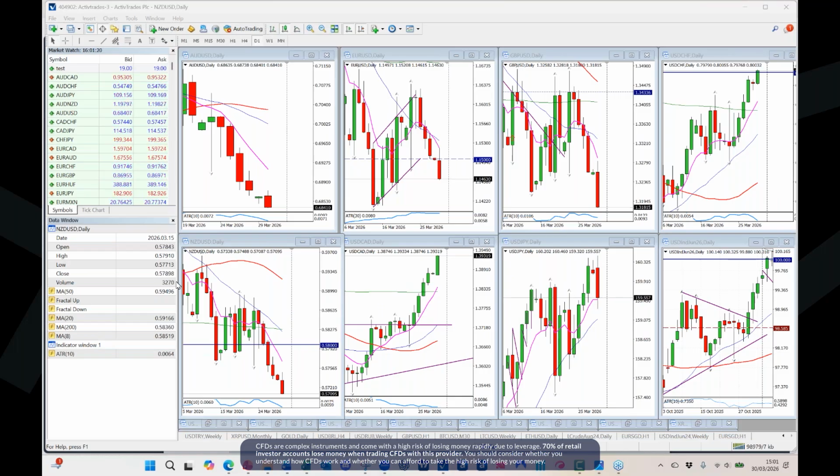As I said, there's lots going on, so make sure you're on top of your risk management, make sure you're on top of the news flow, make sure you're on top of the order flow.